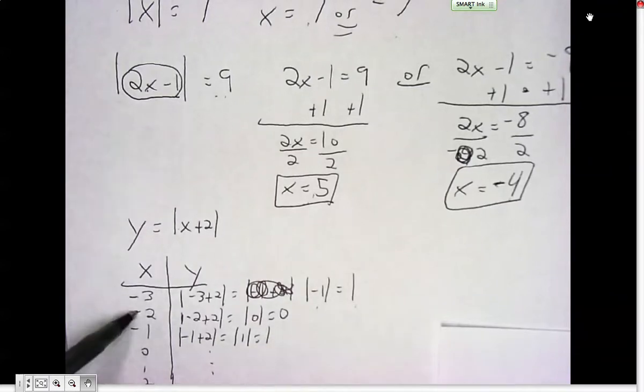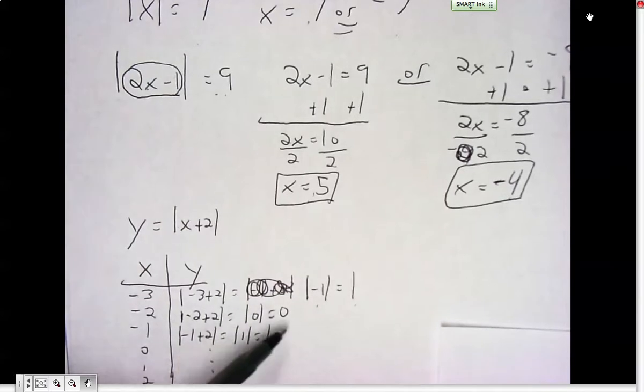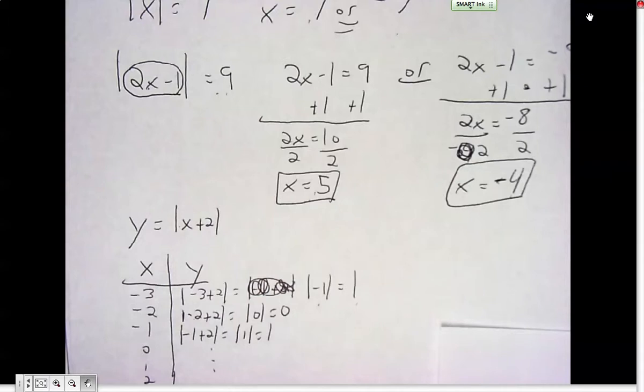Then I plug in -2. -2 plus 2 is 0. We didn't talk about that up above, but the absolute value of 0 is 0, right? It's not any distance away from itself on the number line, and so on. And then after you get the values, you could plot them on the graph. We'll talk more about it on the block day, but that's what you will be working on after the quiz.